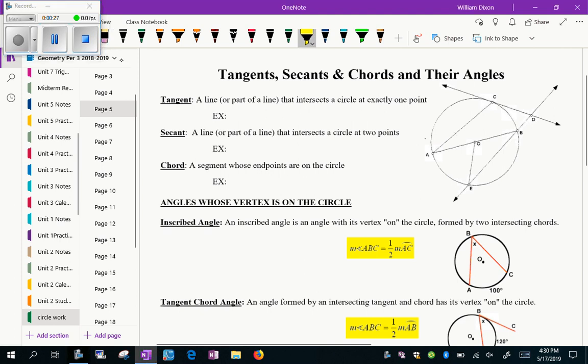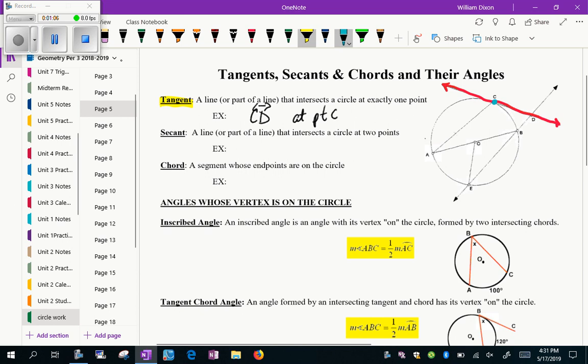And the first one is a tangent line. Well, that's a line or a part of a line that intersects a circle at exactly one point. So the example of that in the circle that I have is line CD. So line CD intersects the circle at one point, and the point that it intersects is at point C. So if I have line CD that I'm highlighting, it intersects the circle at point C.